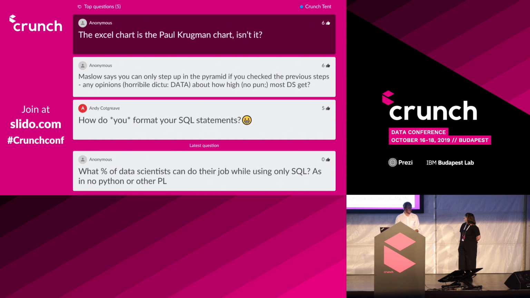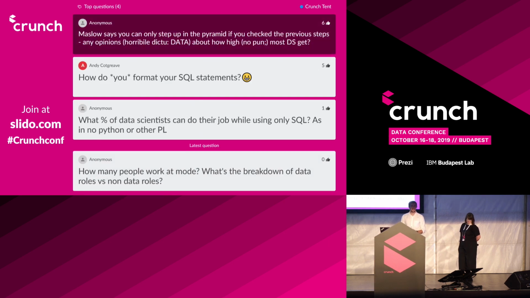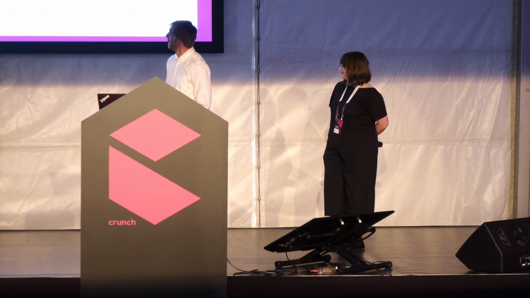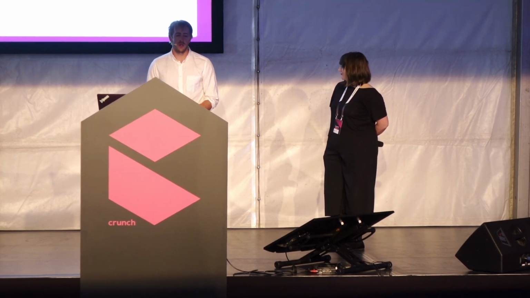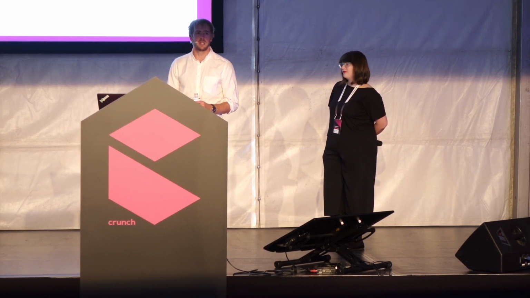Maslow says you can only step up the pyramid if you check the previous steps. Any opinions on how high most data scientists get? So in this case, that is a place where this analogy breaks down. That's one of the challenges of using analogies all the time, is they often don't really work. You don't have to do everything on every step to move up. In a lot of cases, actually, the opposite is true. Focusing on the top and moving down is often most important.